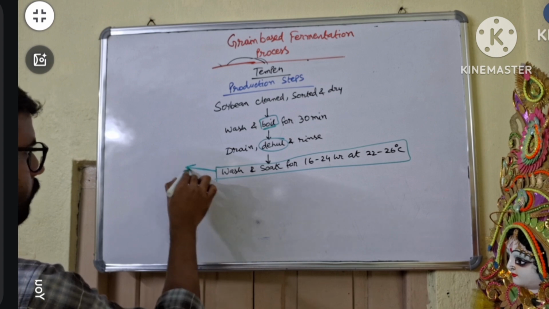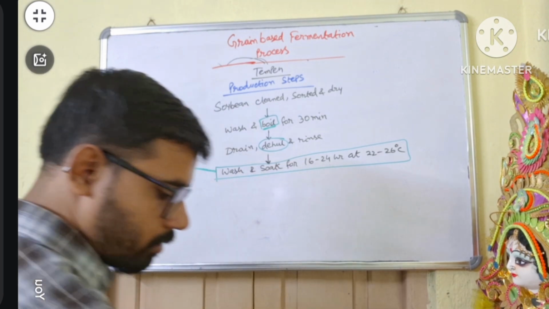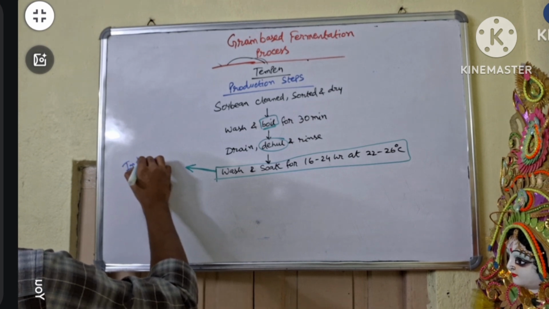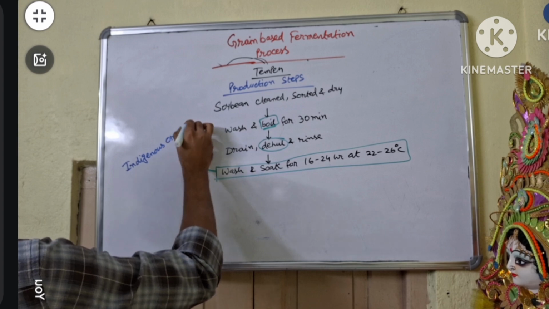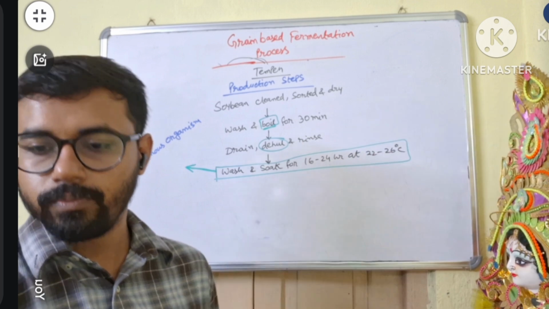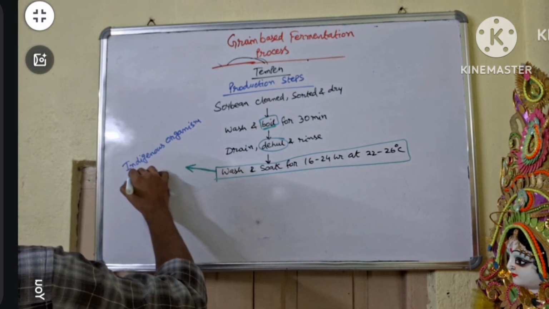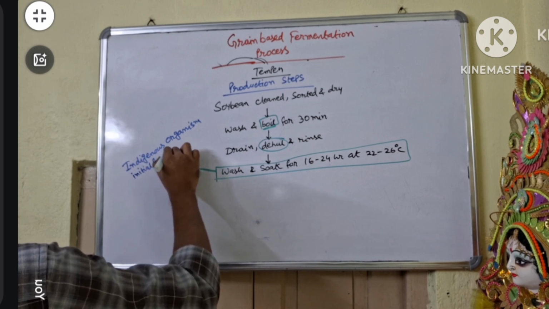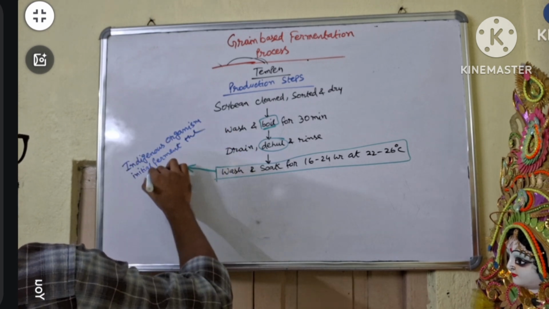Why? Because during this time, the indigenous microbes work inside the soybean. Indigenous microbes work at that time, not the starter culture organism. Because indigenous organisms provide the good property for the starter culture to grow. These indigenous microbes initially ferment the soybean.